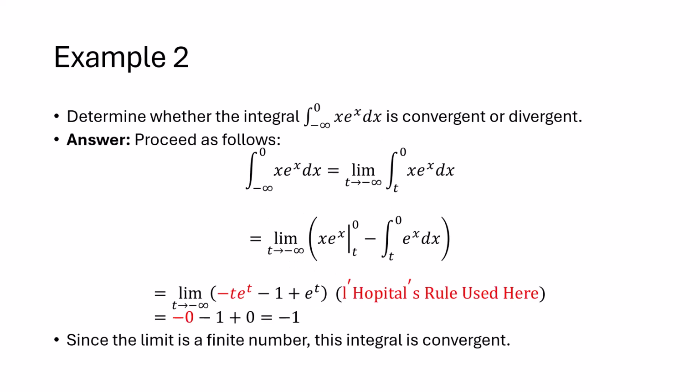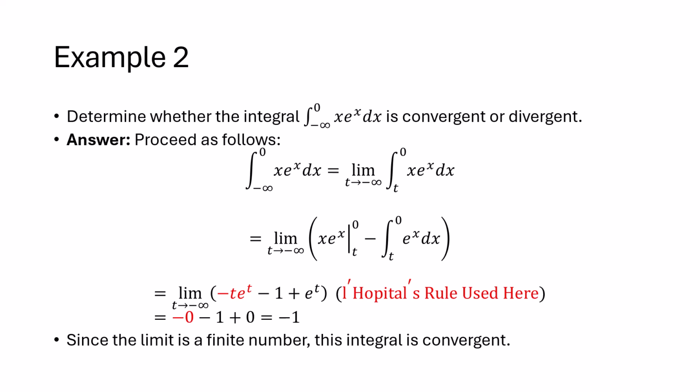In our second example, we're going to consider the integral from negative infinity to 0 of x e to the x dx, and we're going to see if this is convergent or divergent. We do the same process. We take that improper integral from negative infinity to 0 of x e to the x dx. We're going to back off that negative infinity to get our definite integral. So this is going to be equal to the limit as t approaches negative infinity of the integral from t to 0 of x e to the x dx.